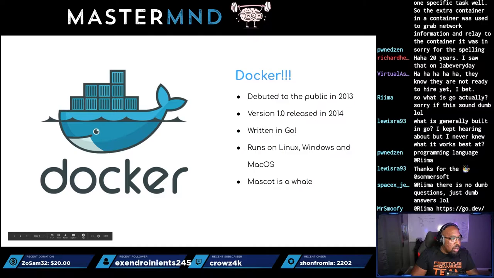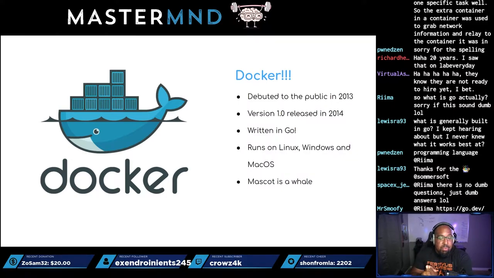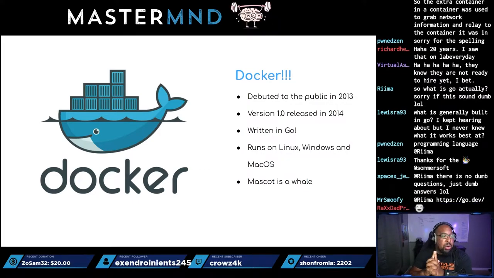Well, I had to reach out to another container for networking information. Containers are normally used to do one specific task. Well, perfect. Yes, the extra container was used to grab network information. We're going to do exactly things like that in this course, so you'll be able to see that.